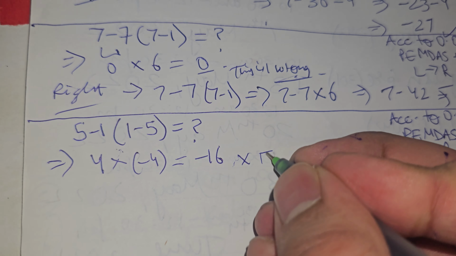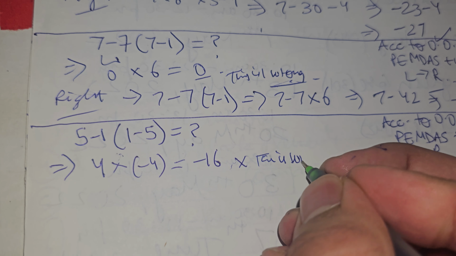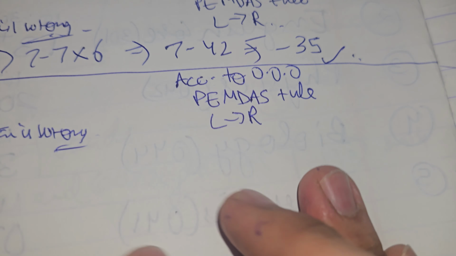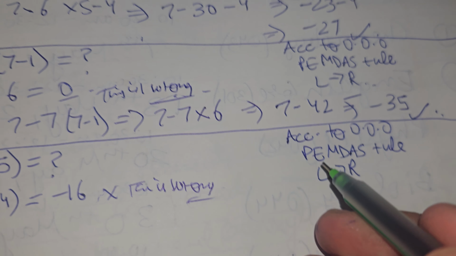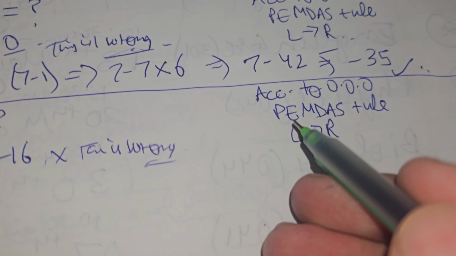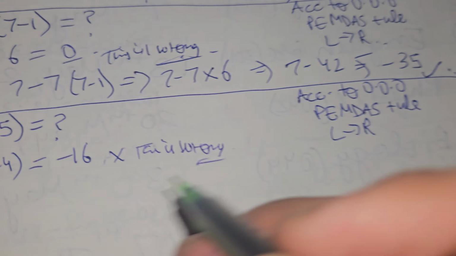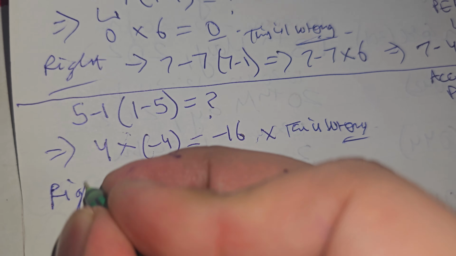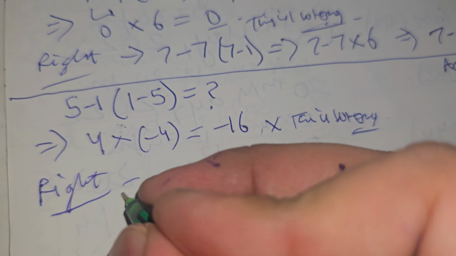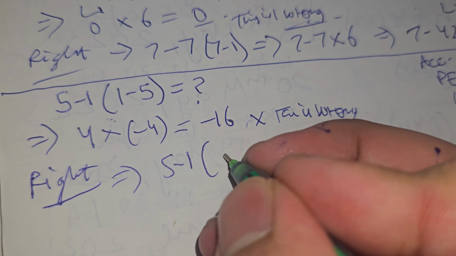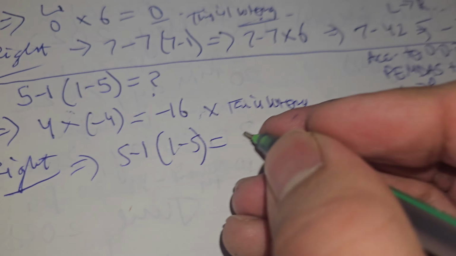But this is wrong, because according to the order of operations, the PEMDAS rule, we solve from left to right. P stands for parenthesis, E for exponent, M for multiplication, D for division, A for addition, S for subtraction. So this is the right method to solve this type of question. 5 minus 1(1 minus 5). This is how you guys will solve it.